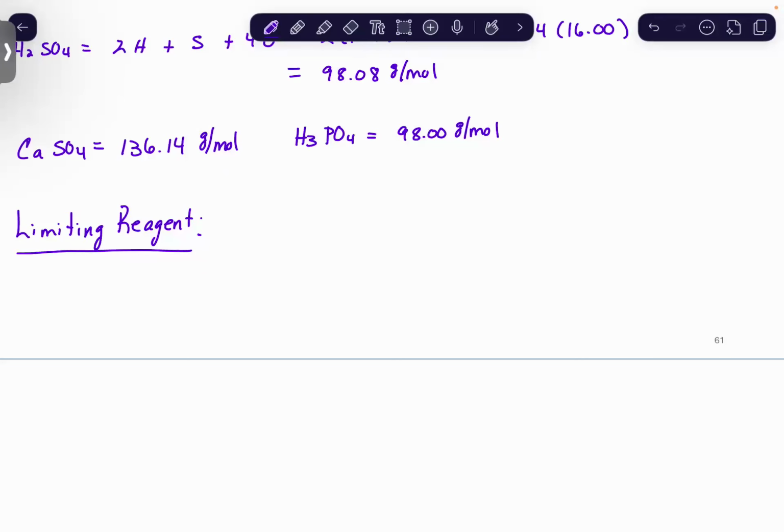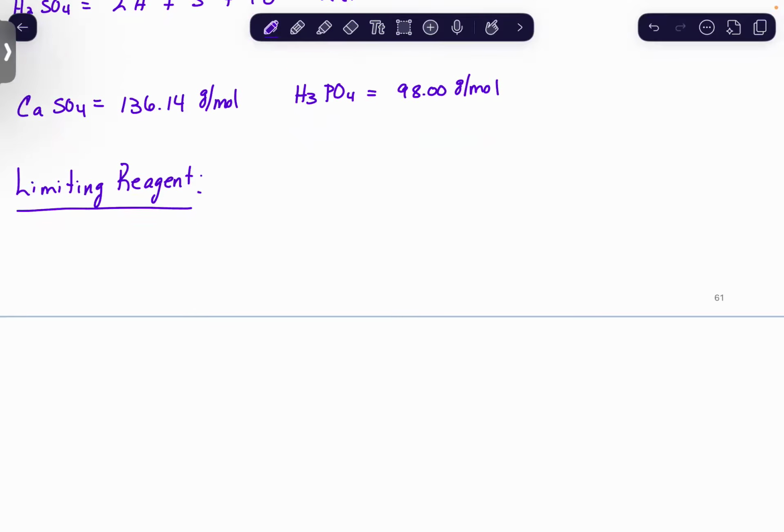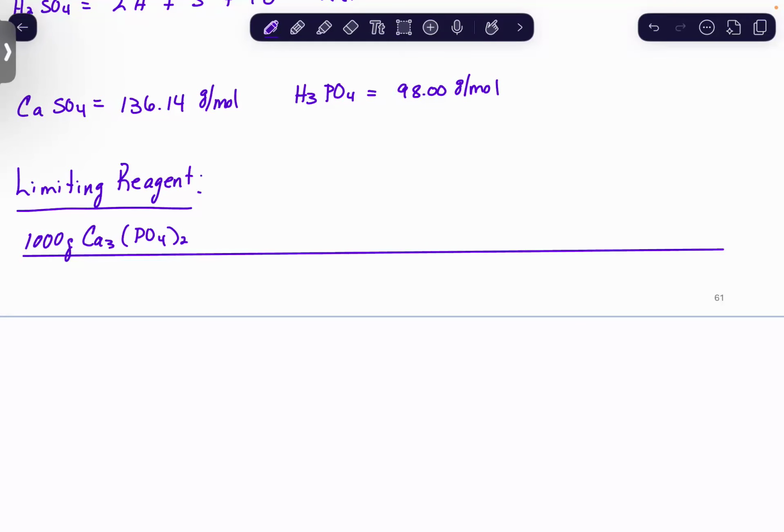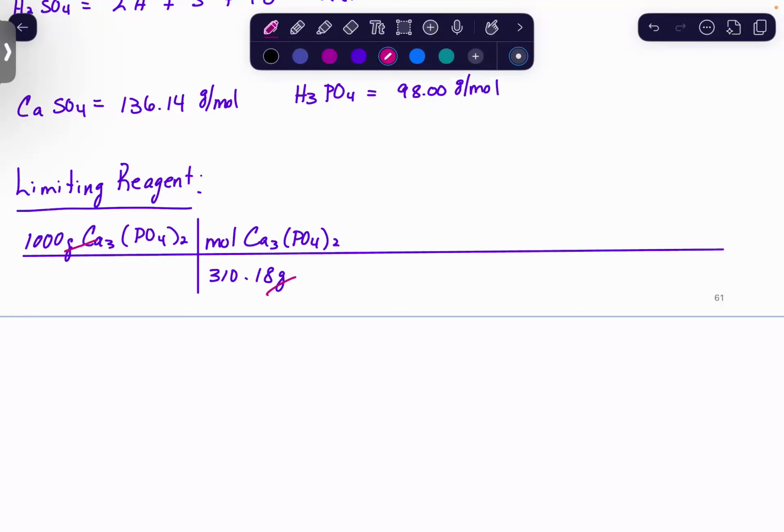So what I'm going to do is a calculation to compare my reactants. If I have 1 kilogram of calcium phosphate and I calculate it all the way through to a mass of sulfuric acid, what is that mass? All right. So we know 1 kilogram is 1,000 grams. Calcium phosphate. Now I need to turn this into moles. I need to divide by the molar mass of calcium phosphate. Grams is going to divide out.